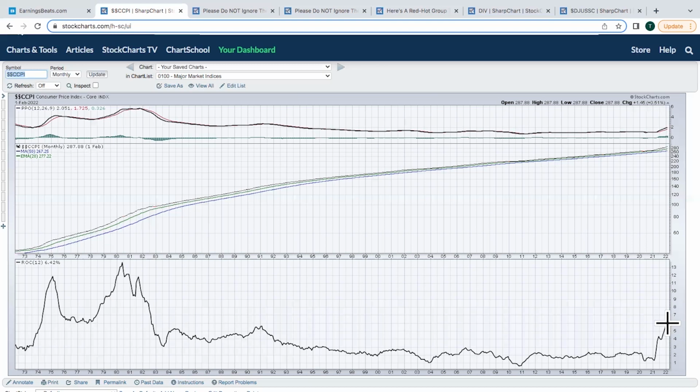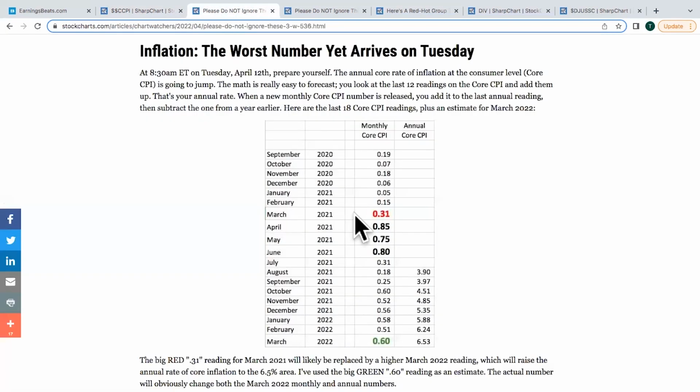That's why some of the growth stocks have been hit the way that they've been hit. It's not done yet going higher, though. The core inflation rate is about to go a little bit higher. Right now, last month, we had an annual rate of 6.25%.